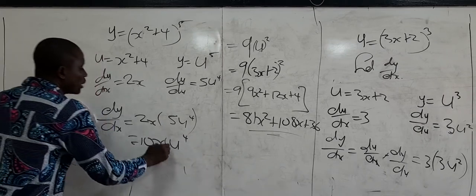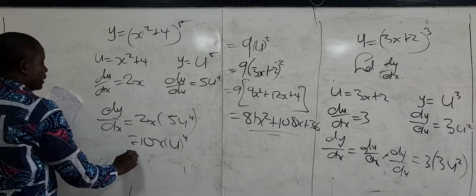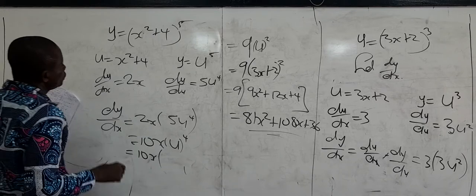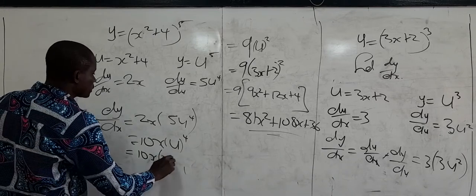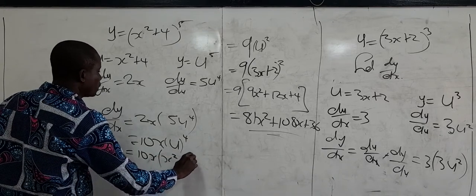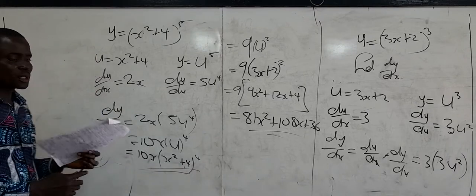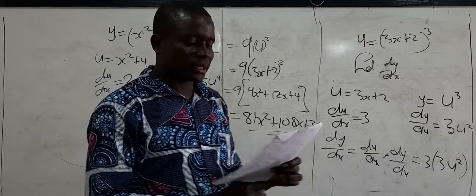Okay. Then you can now go and put your u back. So it will be 10x. What is your u? What's your u? u is what? x squared plus 4. This is to the power 4. And when you expand, you get whatever you want to get.